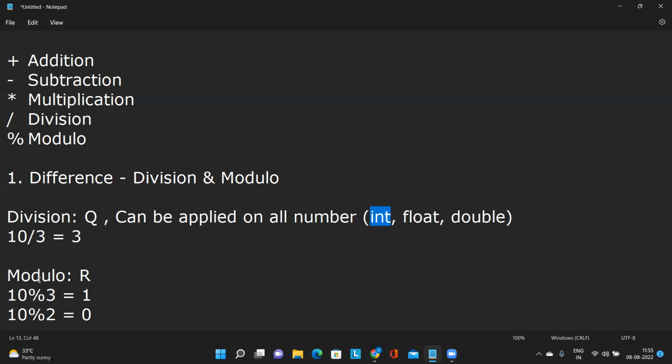But when we talk about the modulo operator, please remember this difference very carefully. It can be applied only on integers. If you try to apply it on a float or a double value, it is going to end up throwing errors. So this is another key difference between the division operator and our modulo operator. Let us just try to see an example for this.